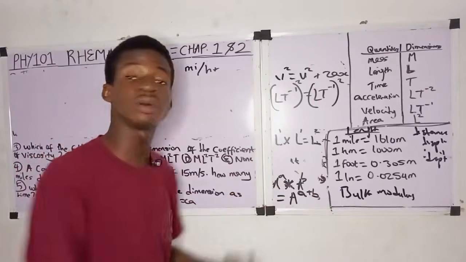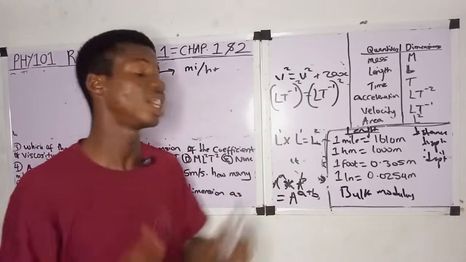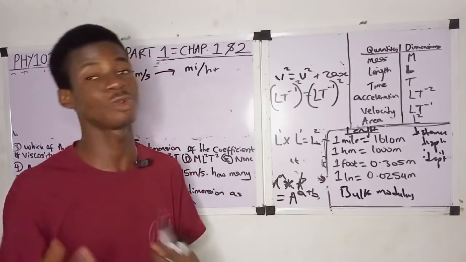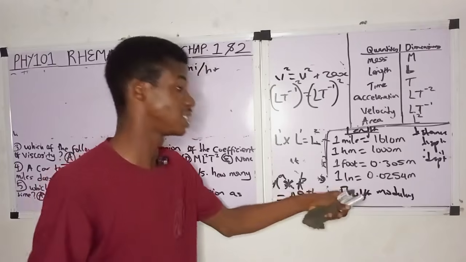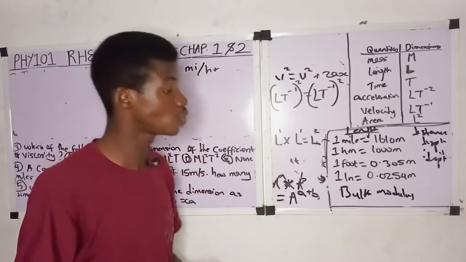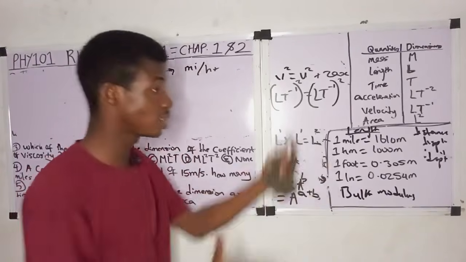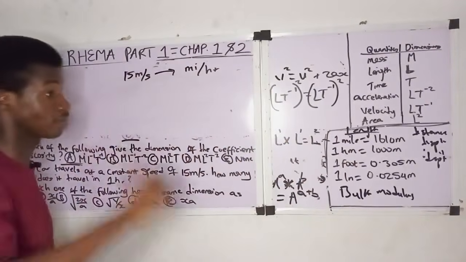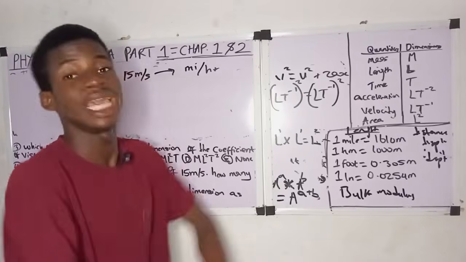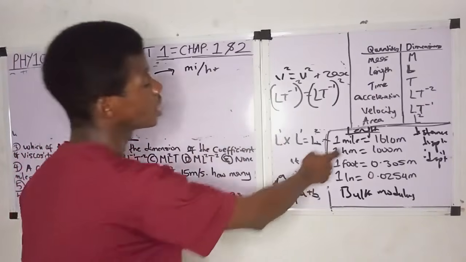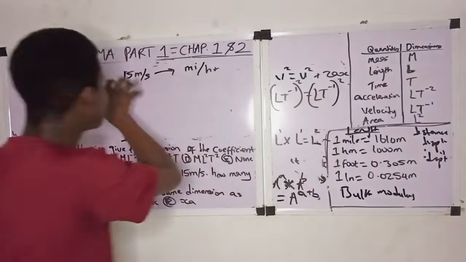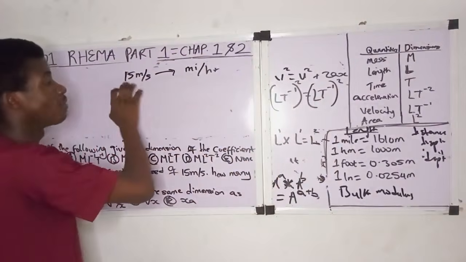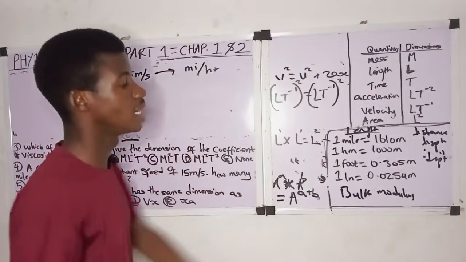1 foot is equal to 0.305 meter, and 1 inch is equal to 0.0254 meter. Just memorize these things, they are very important, because they'll bring conversion factors in your exam. They'll surely bring it. We want to convert 15 meters per second to miles per hour, right?